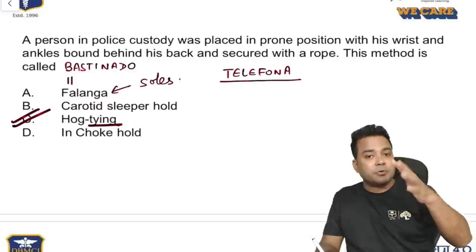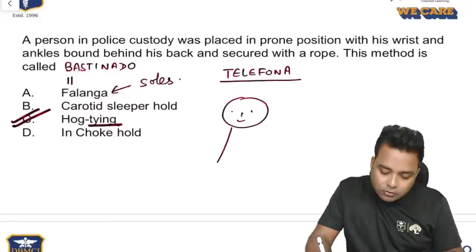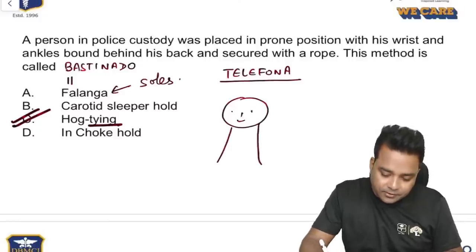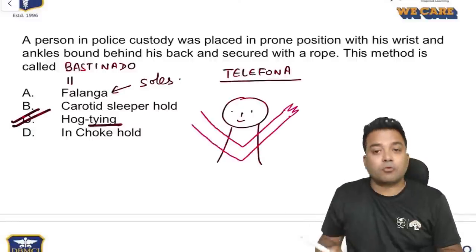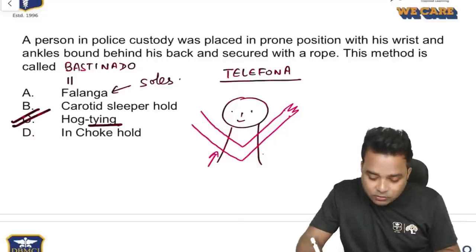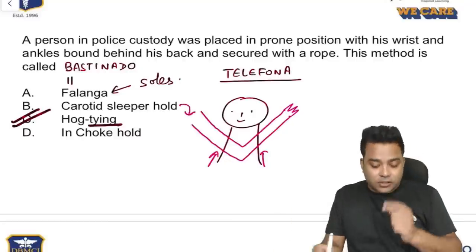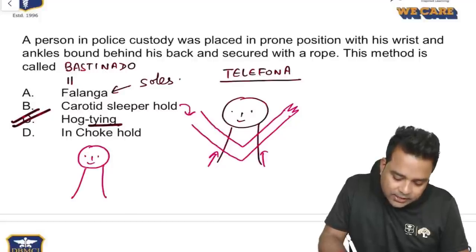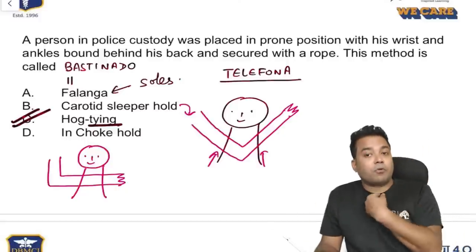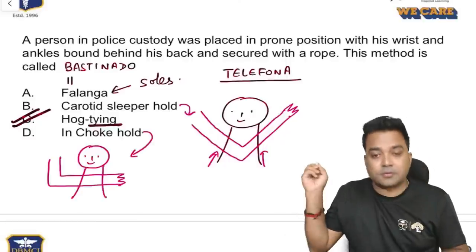Now what is carotid sleeper hold and in choke hold? Carotid sleeper hold is something like this. A person is being restrained from behind with the cubital fossa in the midline. So there is a high chance of carotid compression, and the word used is carotid sleeper hold. What is in choke hold? Here the person is restrained from behind, with his neck restrained like this. Usually what is compressed is the airway, the anterior airway. This is what is called in choke hold.